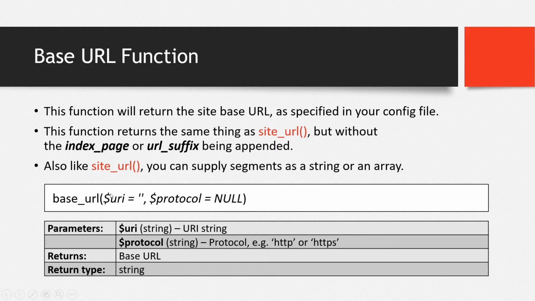So ito yung syntax niya, base_url, then first parameter will be the URI string, second parameter will be the protocol, HTTP or HTTPS. Then it will return the base URL. And the return type will be a string. Okay?